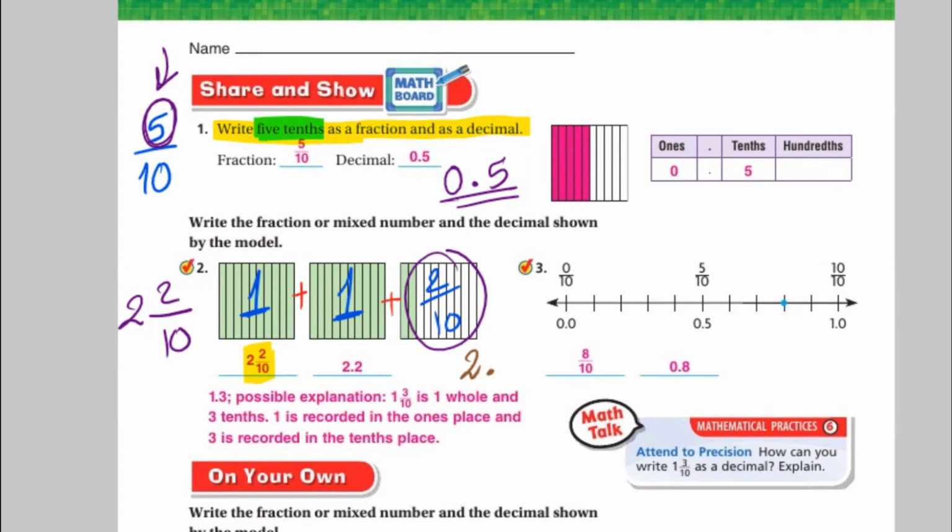Okay, what about the numerator here? It's also two. So we're gonna write 2 here, to the right of the decimal point. So our decimal number here is 2.2. Okay? Got it? Thank you.